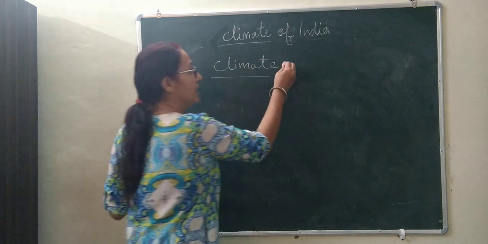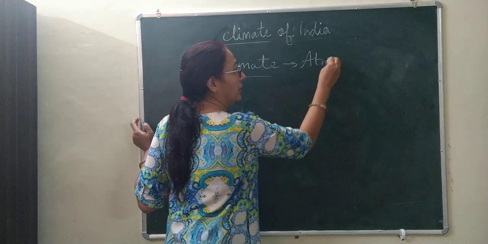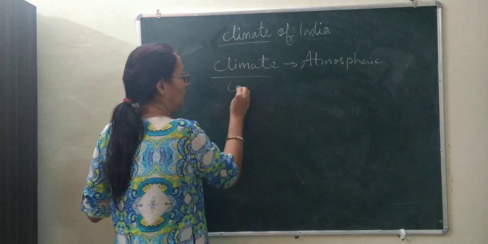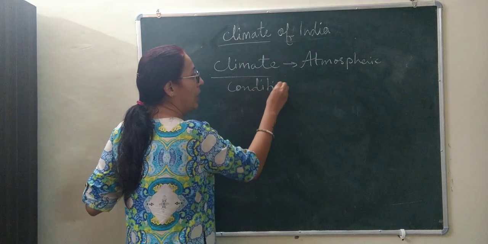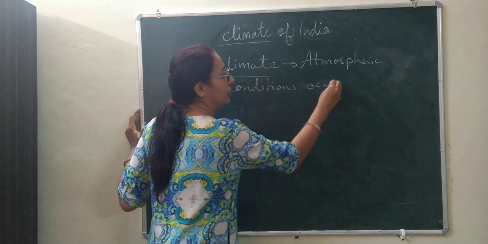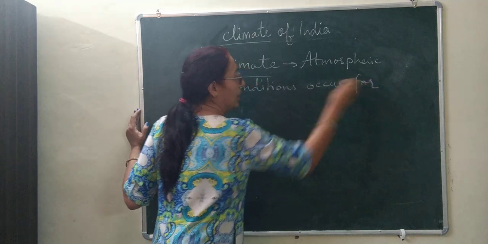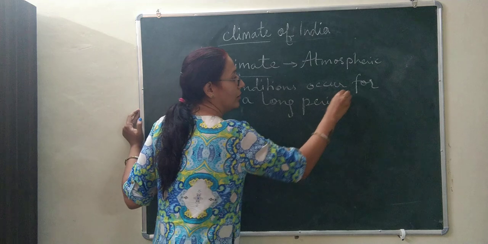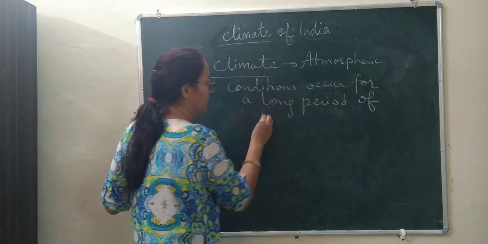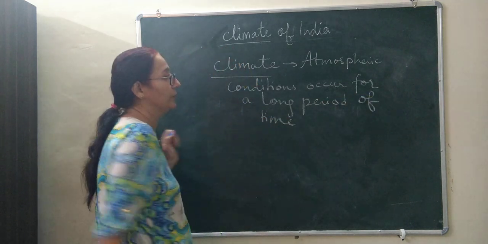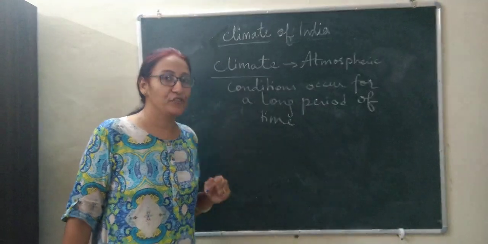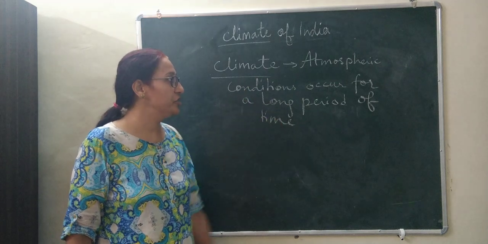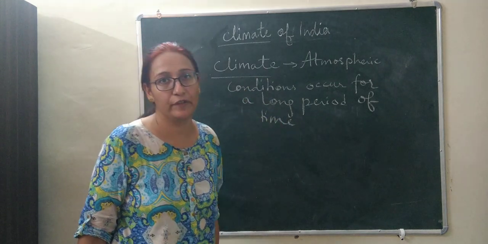Climate means when atmospheric conditions occur for a long period of time. It is called climate. And climate is different from weather. Weather means when atmospheric conditions occur for a short period of time.